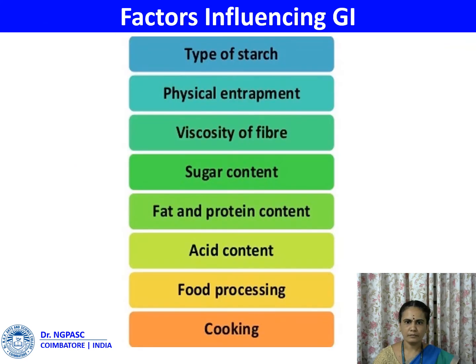Many factors influence the glycemic index of food. The factors are: type of starch, physical entrapment, viscosity of fiber, sugar content, fat and protein content, acid content, food processing and cooking. These are all the factors influencing the glycemic index of food.